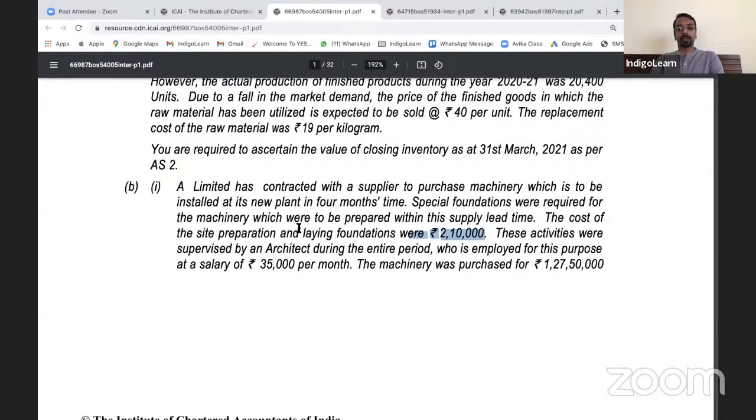Sorry. Yeah. Cost of site preparation and laying foundation. Will it be included as a part of cost of fixed property, plant and equipment? Yes, because these are incurred for getting that PPE into its current condition and location.